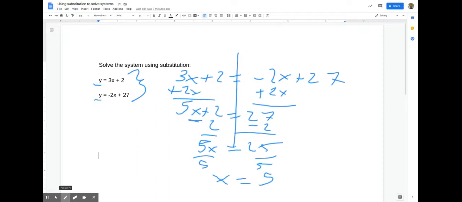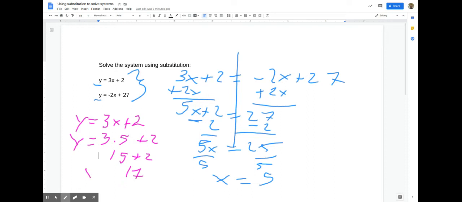But we also know that the system of equations solution is a point in space where these two things intersect. So having just the x doesn't do me much good. Instead, now I need to take one of my original equations. I'm going to pick the top one because it doesn't have a negative, and I don't like negatives if I don't need to use them. And substituting back, since x is 5, I can say that the y value has to be 3 times 5 plus 2, or 15 plus 2, which is 17.